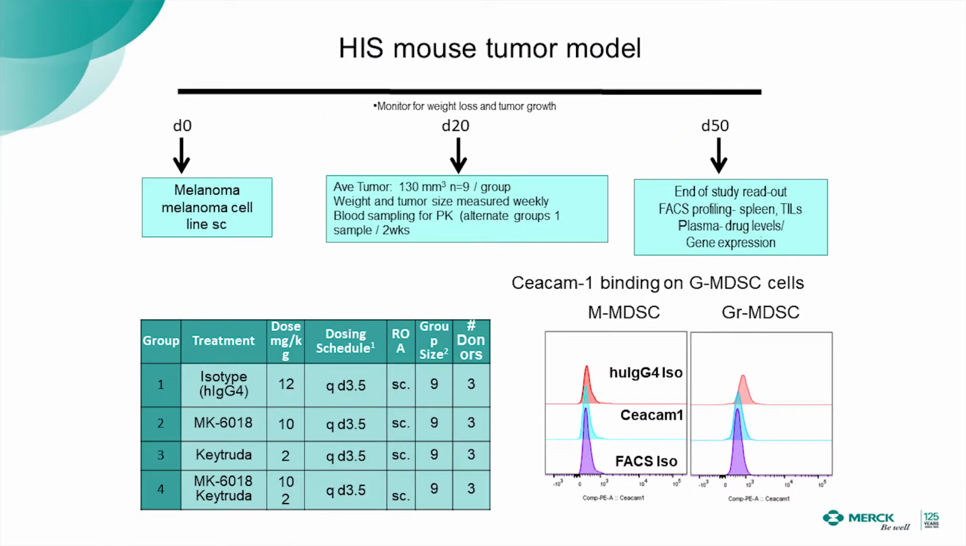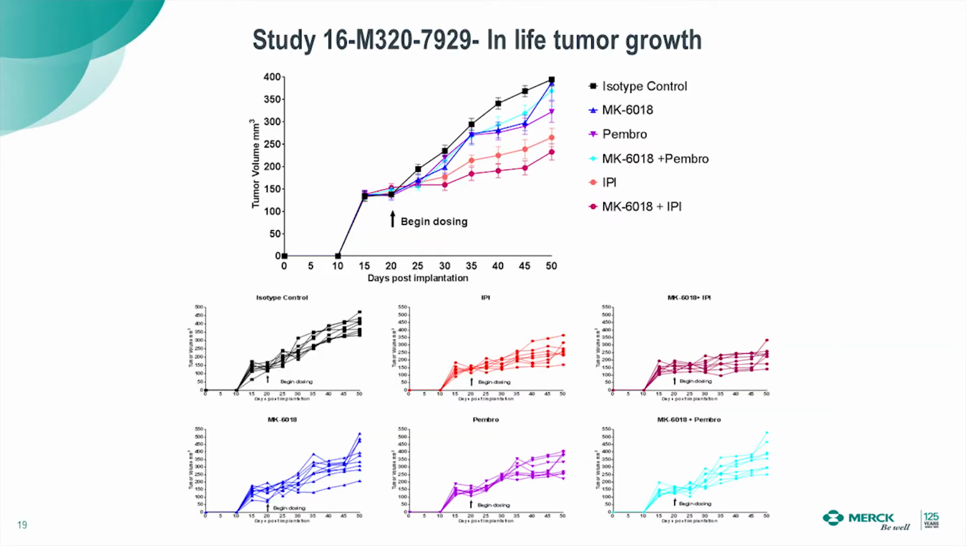So we did a model study. We took the drug through the paces and treated it in combination with either Keytruda or ipilimumab. And we were able to determine that, yes, indeed, on the granulocytic cells, we saw cross-blocking, so we knew that the Ceacam1 was actually bound to the cell. And in these studies, we could not get any mono or combination therapy with Ceacam1, even though in this model, not only was Ceacam1 expressed by granulocytic cells, it was also expressed by the tumor.